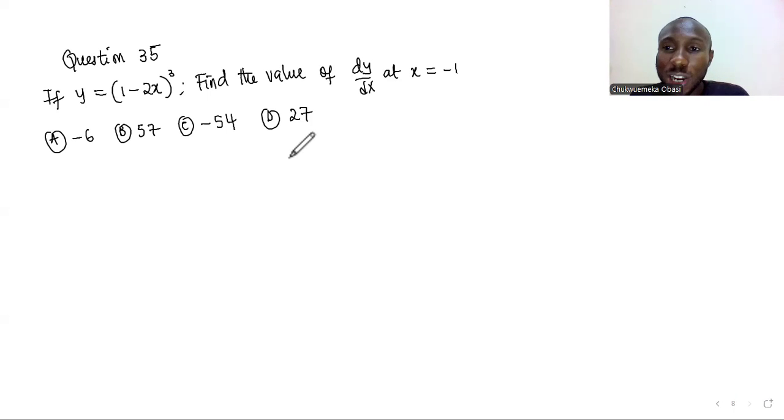So we have another question still on differentiation, and this is question 35. Let us go straight to the point, guys. We have y is equal to (1 minus 2x) all to the power 3. Now, let me ask you, which of the rules do you think we're going to apply here?